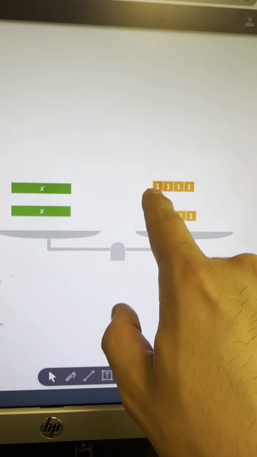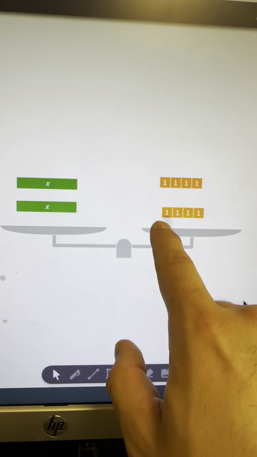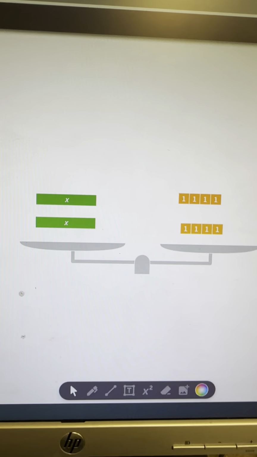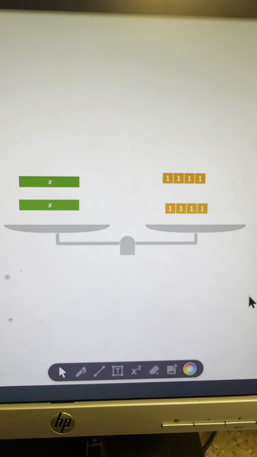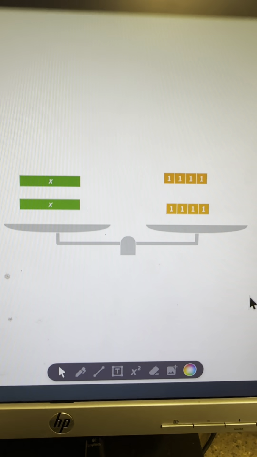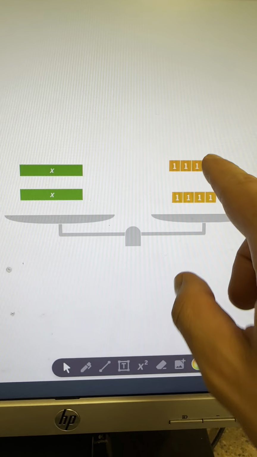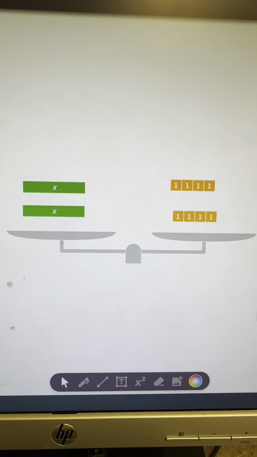You can see this x matches up with 4 1s. This x matches up with 4 1s. So you've got to split your groups up into two even amounts so that it matches up exactly. And this right here is how you model the division property of equality, because we took the right side and divided it into two equal groups. And by creating that, we can see how much each of these matches up with.